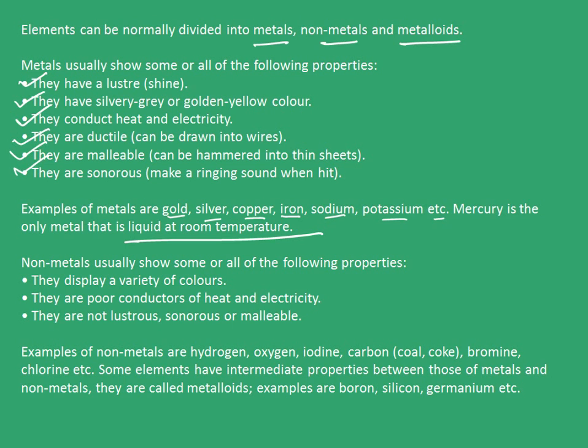Nonmetals usually show some or all of the following properties. They display a variety of colors, they are poor conductors of heat and electricity, and they are not lustrous, sonorous, or malleable. Examples of nonmetals are hydrogen, oxygen, iodine, carbon, bromine, chlorine, etc. Some elements have intermediate properties between those of metals and nonmetals, and these are called the metalloids. Examples of metalloids are boron, silicon, germanium, etc.